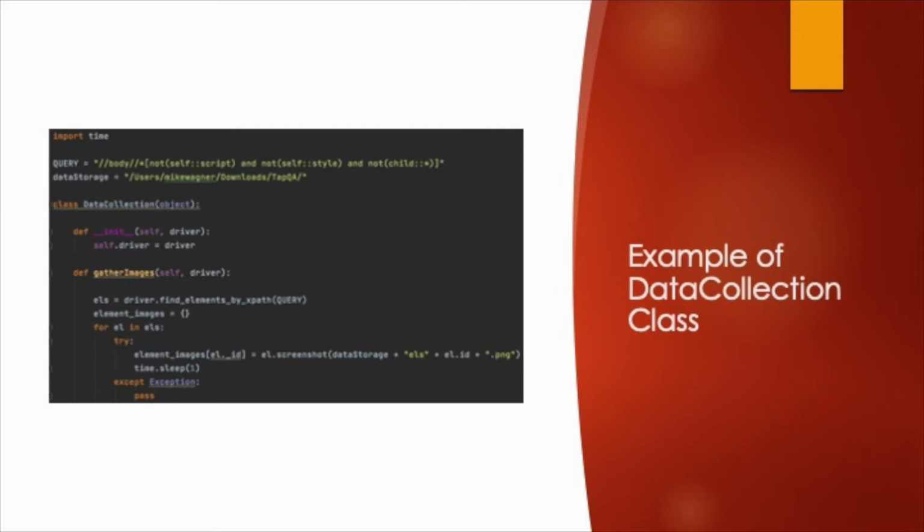Now we simply loop through the element list that we've gathered from the page, and as we loop through that element images list, we take a screenshot and store that screenshot into our data storage directory. In between each loop, we actually do a sleep call. And the reason for that is for image quality, as sometimes when you run through this without a pause between each screenshot, it can cause screen tearing or lower image quality. Now let's take a look at a demo.